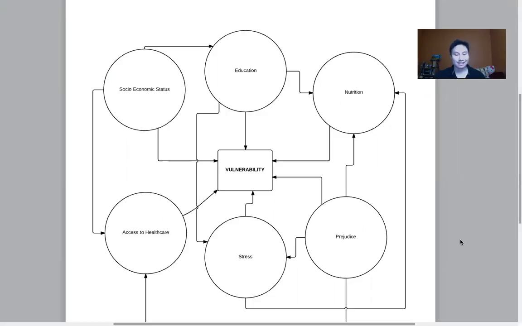Also, stress can lead to poor nutrition and vulnerability. Additionally, when prejudice or discrimination exists in healthcare, it causes stress and creates barriers in regard to access to healthcare, which can also lead to vulnerability. Now I will present my little presentation about vulnerability with PowerPoint.